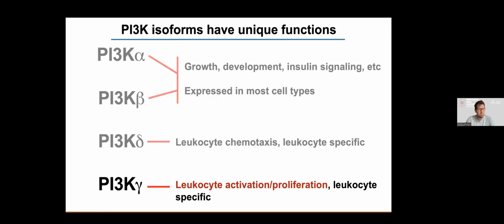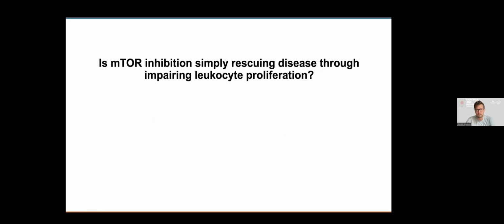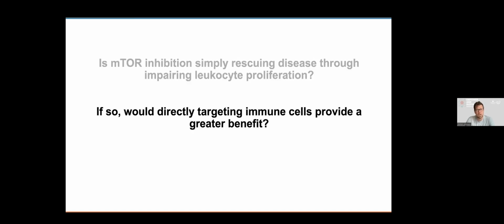So what became immediately interesting to us was that this isoform, the PI3K gamma isoform, what's known about it is that it's really specific to the immune system, and it's involved in leukocyte activation and proliferation, whereas the other factors are involved in other types of signaling. The question that comes out of that observation is, what if mTOR inhibition is simply rescuing disease through impairing leukocyte proliferation? If this is the case, would targeting the immune system directly provide an even greater benefit?